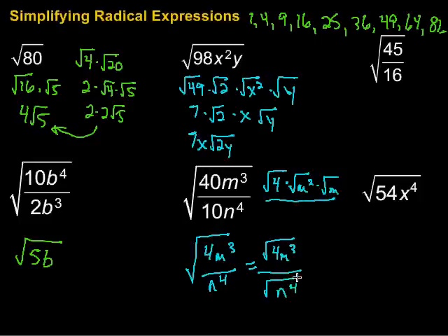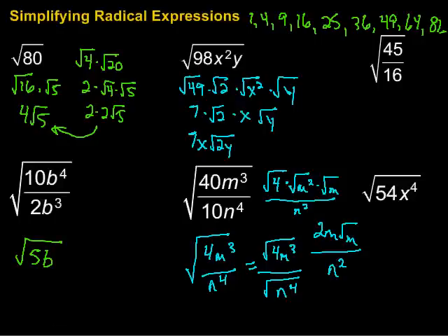Then on the bottom, I've got n to the fourth. Well, that's a perfect square, because n squared would get me that. That would be n squared. In other words, n squared times n squared gets me n to the fourth. Okay, then we just clean up on top. So we have, let's see, square root of 4 is 2. Then we've got m squared. The square root of that would be m, and then times the square root of m, all over n squared.